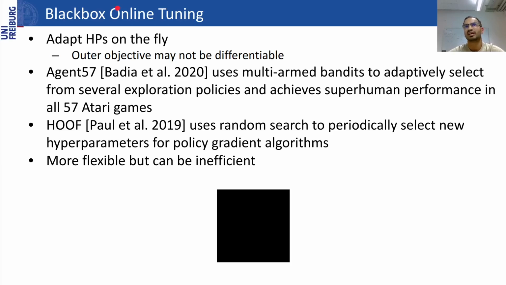Blackbox online tuning is another set of methods that tunes hyperparameters online, but as the name suggests, they do not need differentiable outer objectives. Examples of this kind of approach are Agent57, which achieves state-of-the-art results on the Atari benchmark using multi-armed bandits to select from several exploration policies. The HOOF paper uses random search in a hyperparameter space that includes the discount factor gamma and the bootstrapping hyperparameter lambda. It calculates the objective using returns estimated with policy gradients and uses these to select better performing hyperparameters dynamically. These approaches are more flexible, but they can be inefficient.